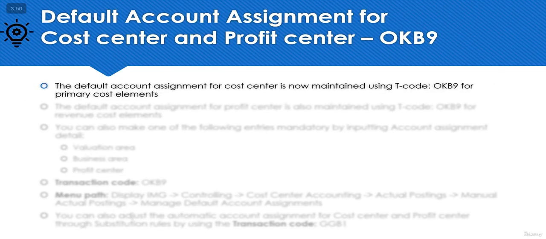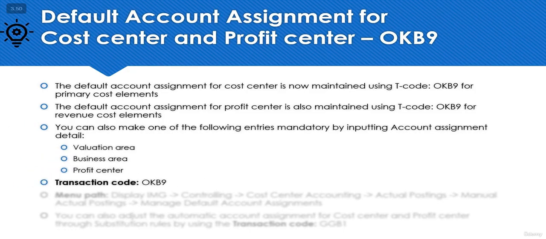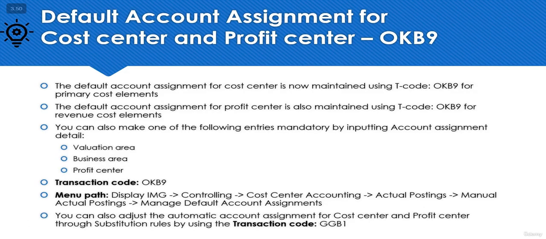The default account assignment for cost center is now maintained using transaction code OKB9 for primary cost elements. The default account assignment for profit center is also maintained using transaction OKB9 for revenue cost elements. We can also make one of the following entries mandatory by inputting account assignment detail, such as location, area, business area, and profit center. Here is the transaction code OKB9 and its menu path. You can also adjust the automatic account assignment for cost center and profit center through substitution rules by using the transaction code GTD1. What is substitution rule? I will demonstrate this in one of the upcoming lectures.